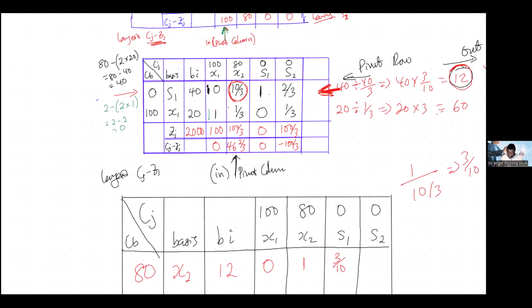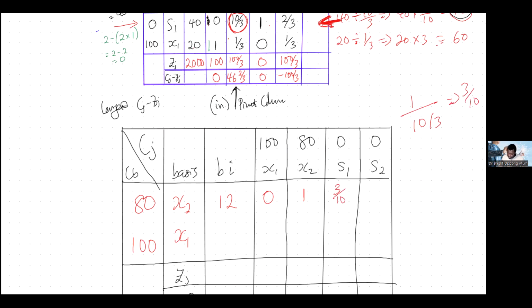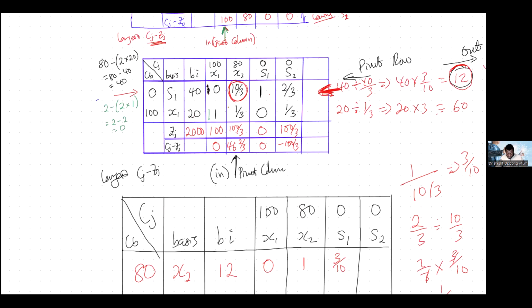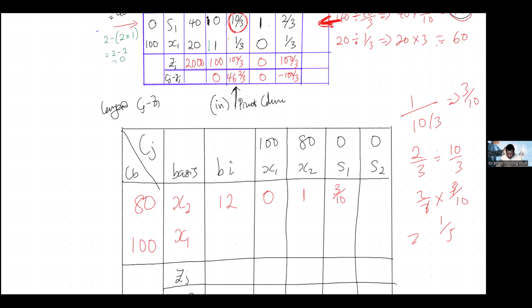Then 2 on 3 divided by 10 on 3 is actually 2 on 3 times 3 on 10, and that is 1 on 5. All right, that is 1 on 5.